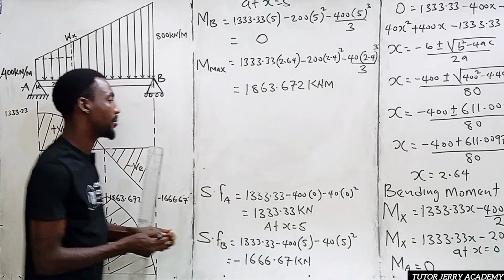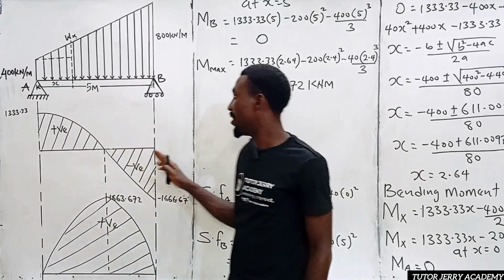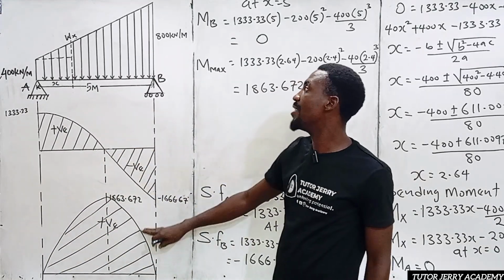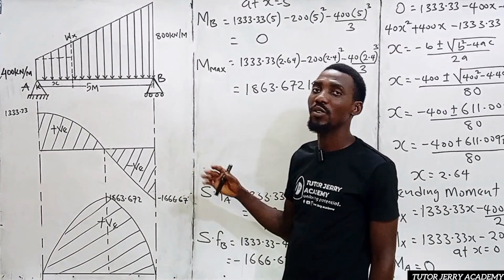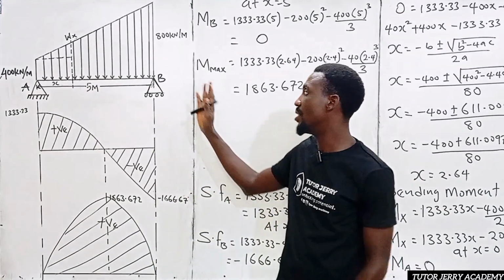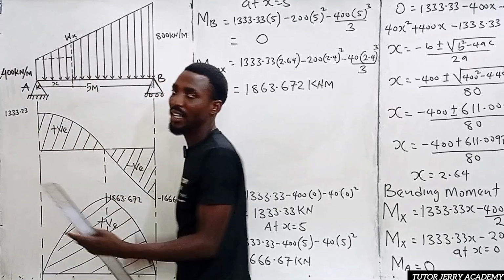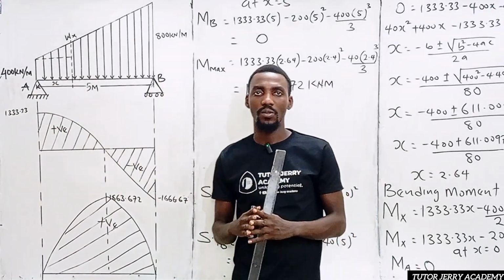So this is the shear force diagram and the bending moment diagram for this question. So stay tuned, we are still going to do another derivation on this when it is facing in this direction. So that's what we are going to do next. Thanks.